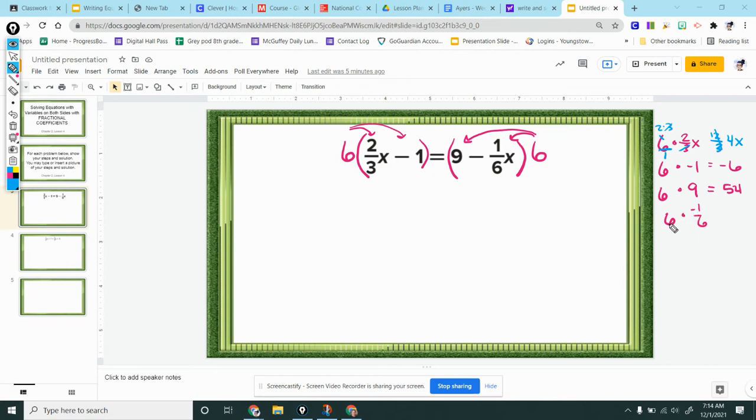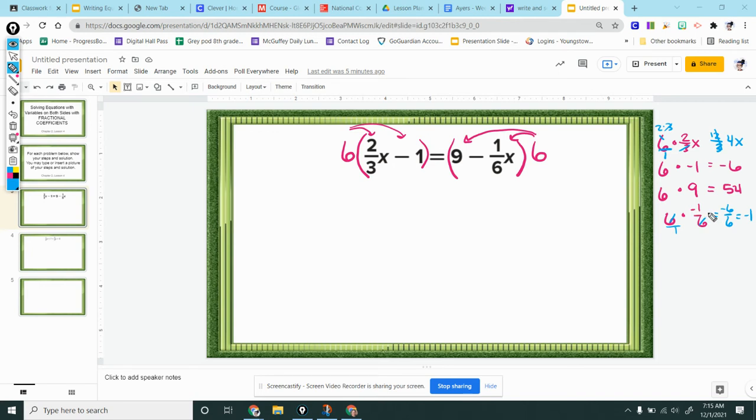It's being divided by the 6. I can, of course, turn it into a fraction. 6 times -1 is -6. 1 times 6 is 6. And that equals -1. If you were clever, you might have thought 6 divided by 6 is 1, Miss Ayers. So I could have just made those into a 1 first, and 1 times -1 is -1.